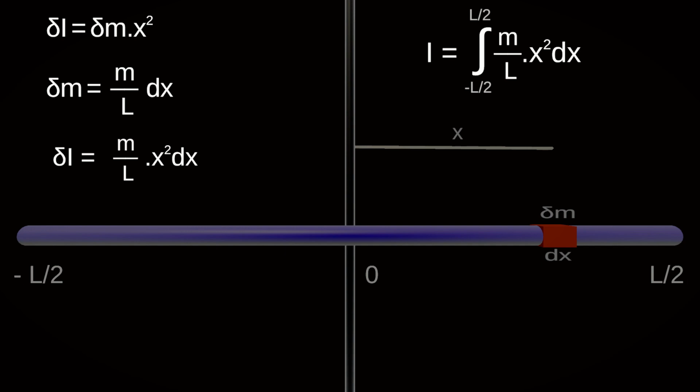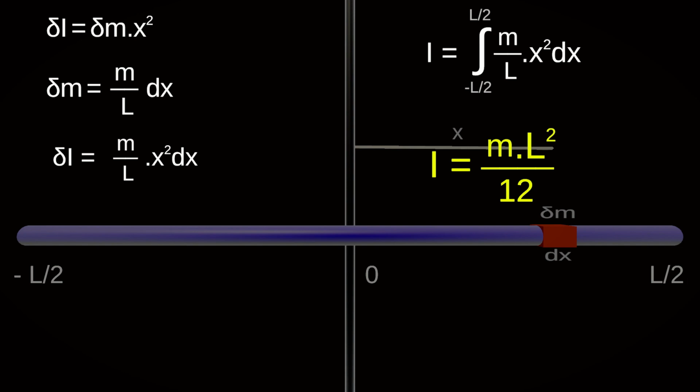On integrating from minus L by 2 to plus L by 2, as we have the origin at the axis, we get the moment of inertia of this total body, and this will come out to be ml square by 12, and the detailed integration of this will be given in the description box below.